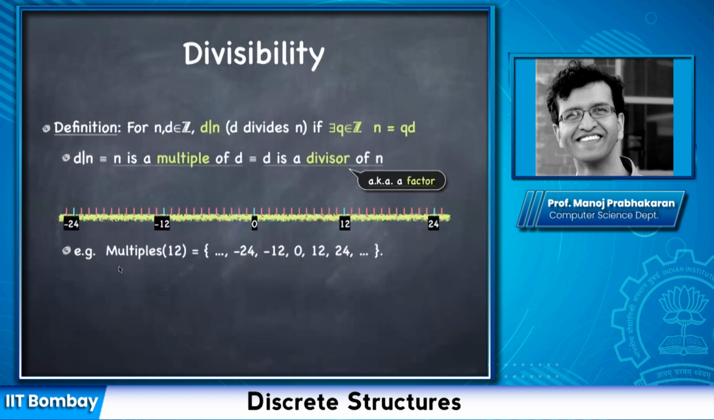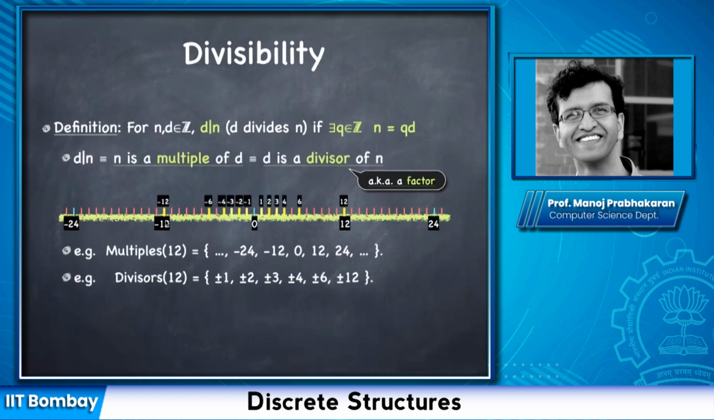Here is a quick example. I'm going to take a number like 12. This is what its multiples look like: 0, 12, 24, minus 12, minus 24. So it stretches to both sides of the number line all the way to infinity, and it's a pretty simple structure. You could also look at the divisors of 12, which happen to be 1, 2, 3, 4, 6, and 12 itself, as well as their negatives. That's all the divisors of 12. It's a finite set.